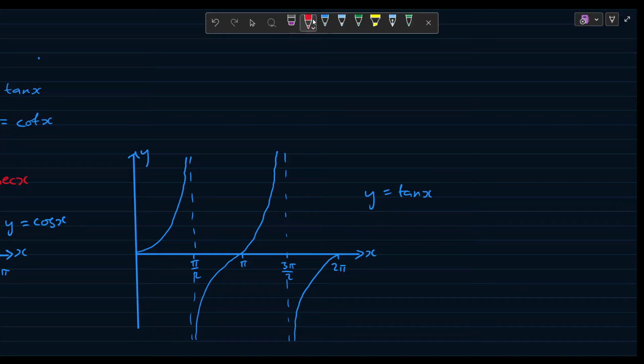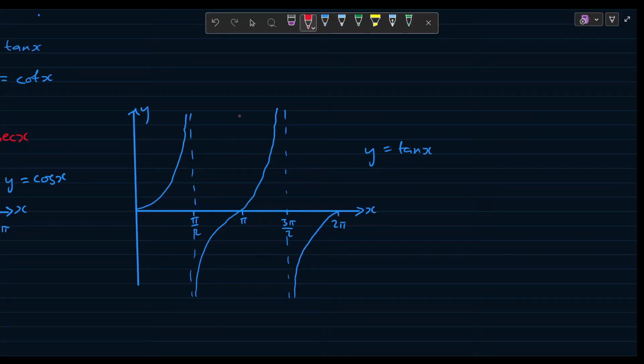Now y equals cot x. We've got an asymptote at pi as well as at 2 pi. So it's got this shape. And this repeats again. And so this is y is equal to cot x.